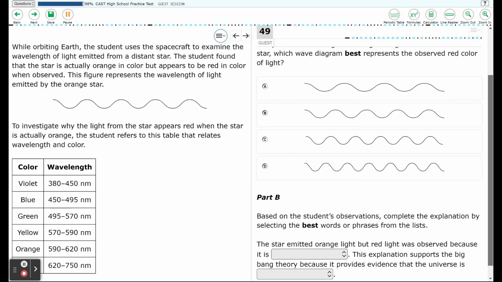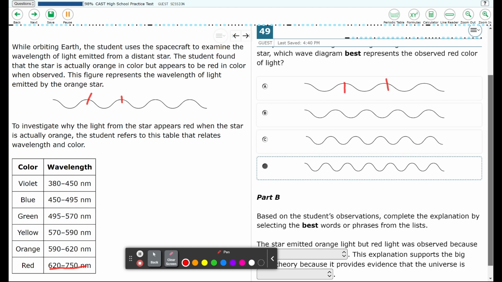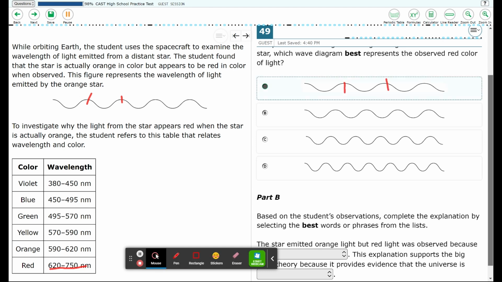Okay, so we can see here that the red light has a longer wavelength, 620 to 700. So that's a longer wavelength. So we want something with a longer wavelength. Remember, for wavelength, we measure from crest to crest. So if we stretch out this wavelength, the crests should be farther apart. And that's like what we see in example A here. B would be the same wavelength. It would still be orange. And C and D would be yellow, green, blue, or violet because the wavelengths are getting shorter or closer together.